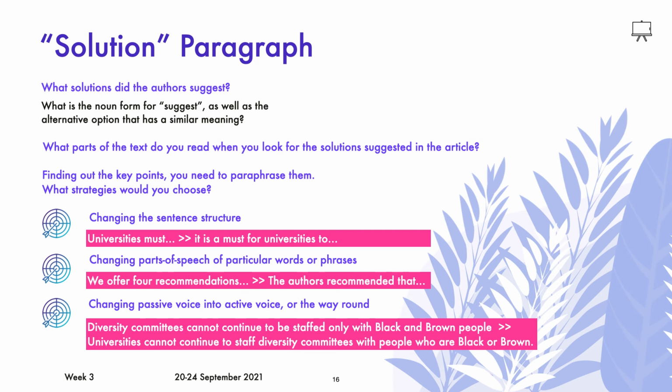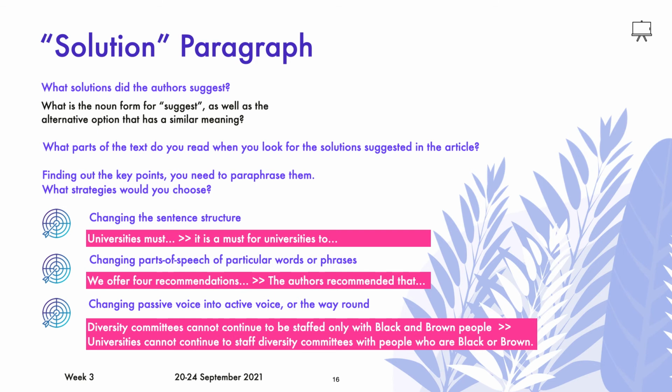At the same time, think about alternatives to say suggest. What are the other ways to say suggest? For example, what is the noun form for suggest? By mastering different forms of one word, you would know how to paraphrase very well. Remember, knowing a lot of vocabulary is not enough. You need to know how to use them.